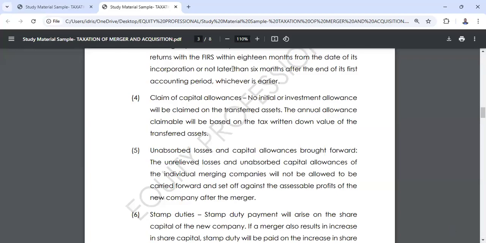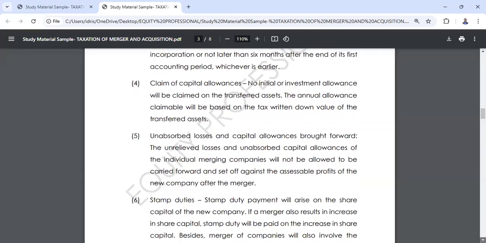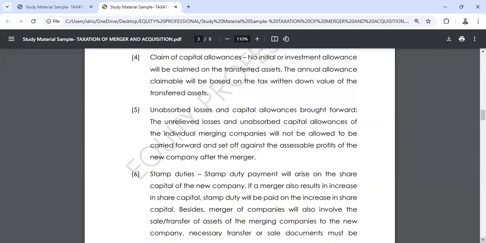So that is that. Another one: when there is a merger, it can result in an increase in share capital. When there is an increase in share capital, that increase will attract stamp duties. When A and B merge together to become AB Limited, there will be a new capital structure for AB Limited.